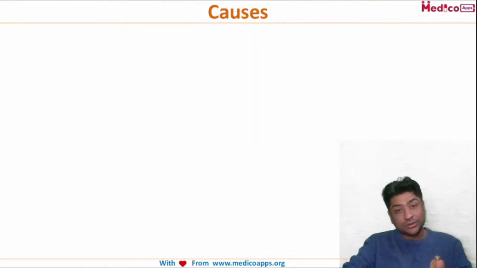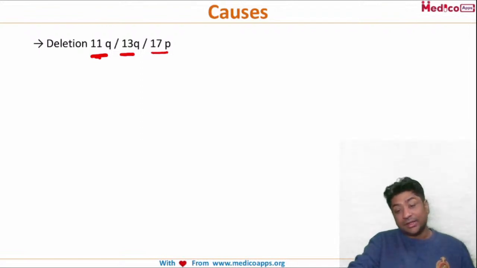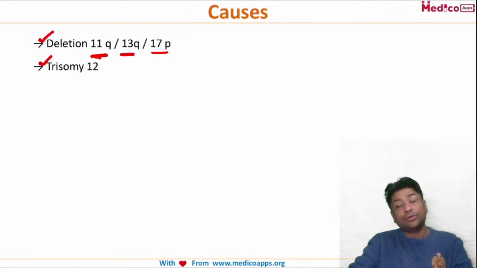Let's look at what are the causes. There are some chromosomal abnormalities which are associated with CLL. So let's look at the most common chromosomal abnormalities. There are some very important deletions you have to remember: deletion of 11q, 13q and 17p. Okay, so these are 11, 13, 17. These are the deletions. There is also a trisomy of 12, again related with your CLL.